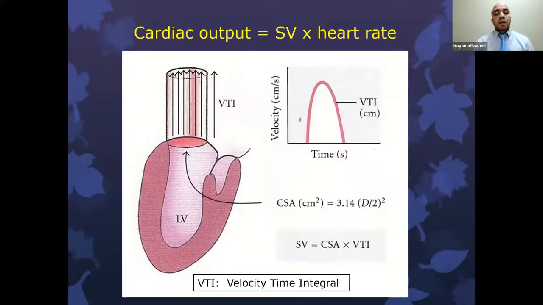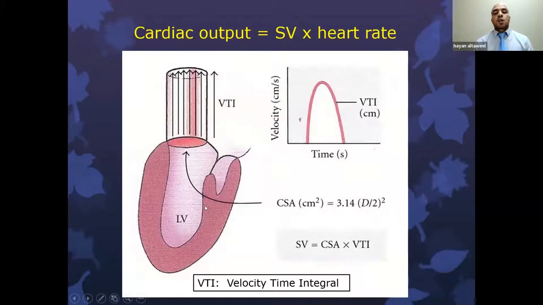Okay, we'll start one by one. The radius of this cylinder is equal to half of the diameter of the LVOT, while the height of this cylinder is something called VTI, which is velocity time integral. You know from physics that speed multiplied by time gives you distance. So if we have a way to check the speed and the time of the flow going through the LVOT, we will be able to check the distance, and there is a way to do that.